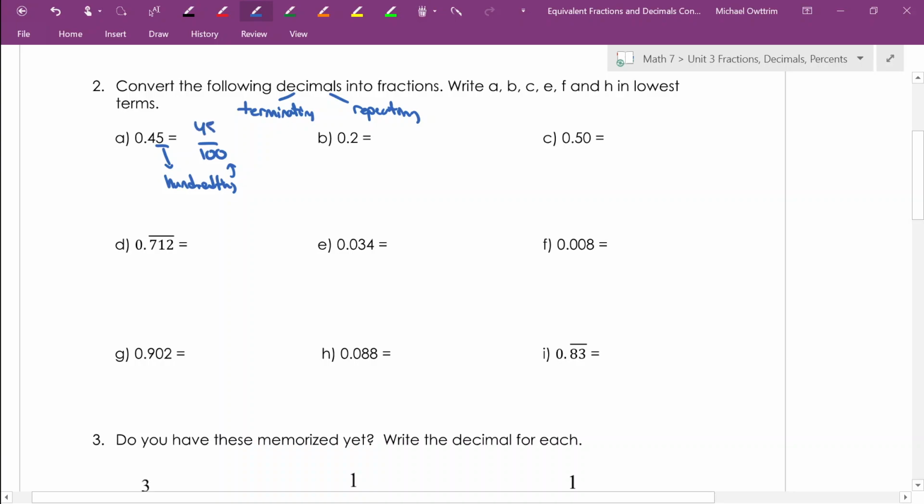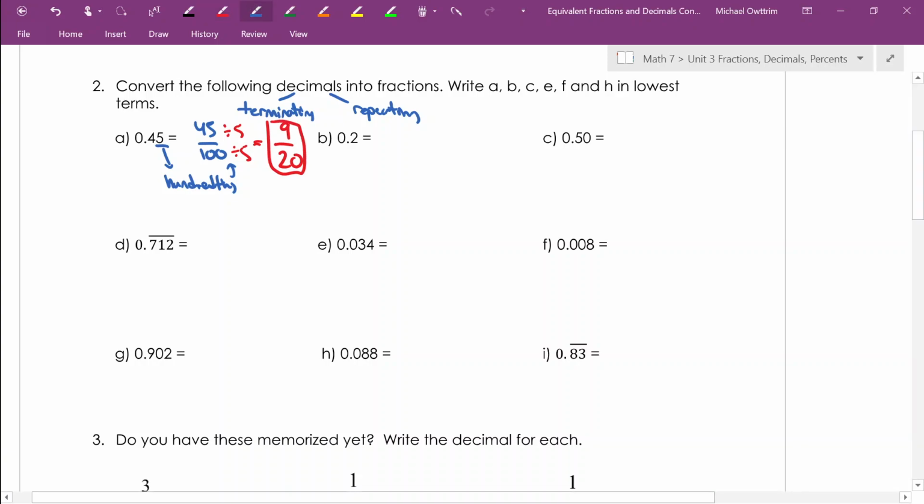And the digits of the decimal are the top. So 0.45, the digits of that are 45. Now, like always, anytime we write a fraction, we want to simplify. So I know 45 and 100 both are able to divide by 5. That'll give me 9 out of 20 in simplest form for that fraction.